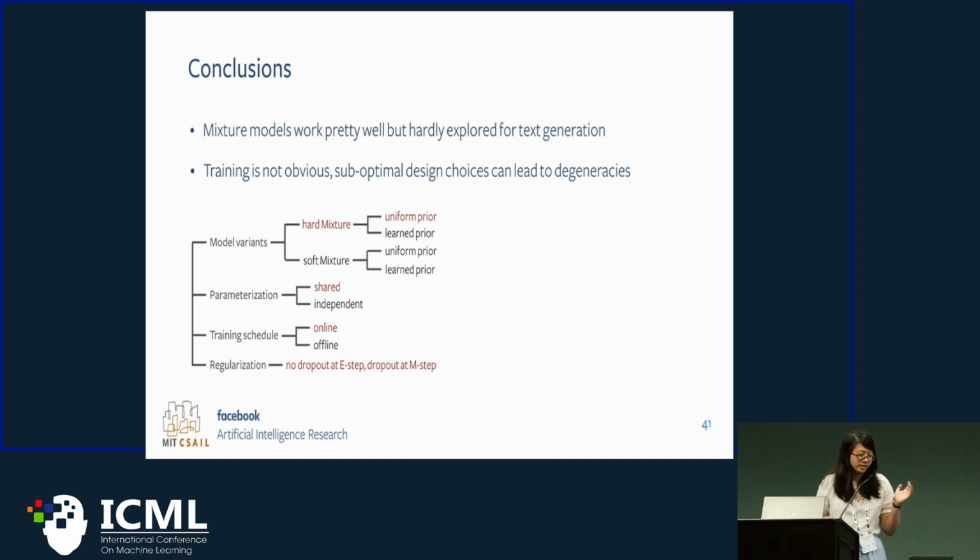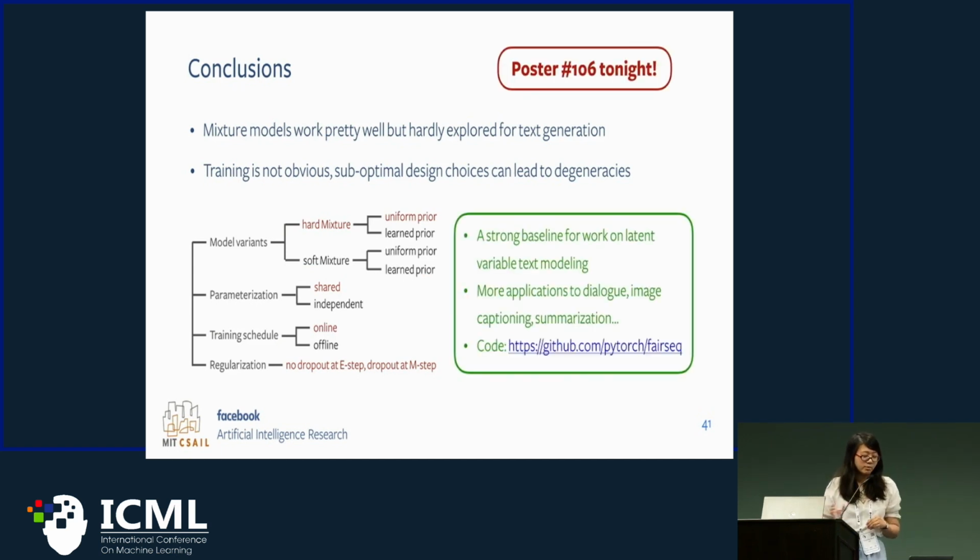Our model is a strong baseline for work on latent variable text modeling, and it can be applied to other text generation tasks such as dialogue, image captioning, and summarization. It can even apply beyond text generation. We have an ongoing project applying this model in chemistry to predict the possible reactants to get a target molecule. The model provides a diverse set of hypotheses so that chemists can later test them out.